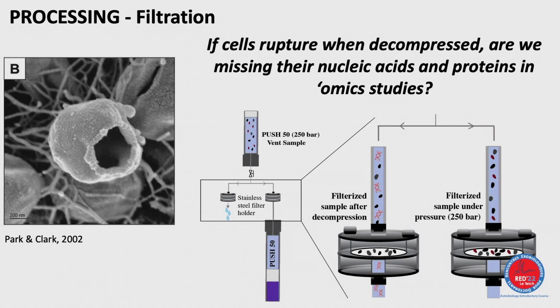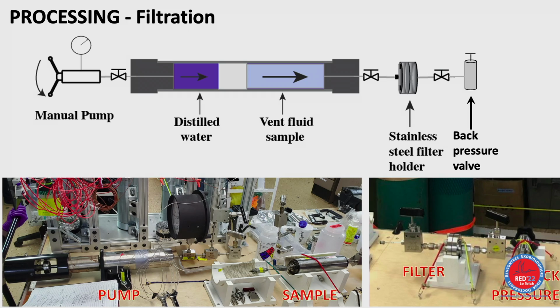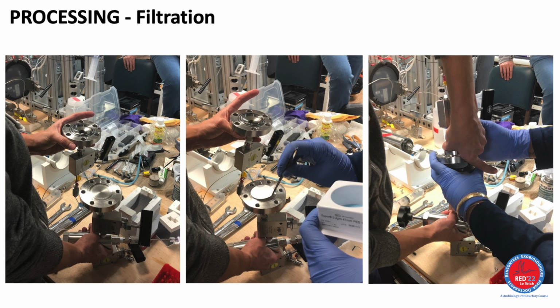So here is the setup. You have the sample under in situ pressure conditions, and the back pressure valve on the back maintains the pressure all along the line. You push the sample, and it filters under high pressure conditions. So you have the sample here and the filter. You put the filter in the filtration system, you close it, and you can maintain the pressure.